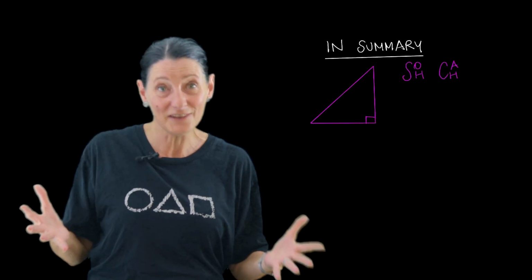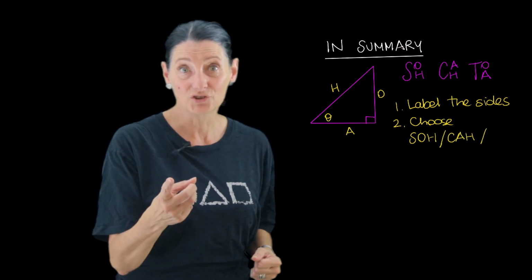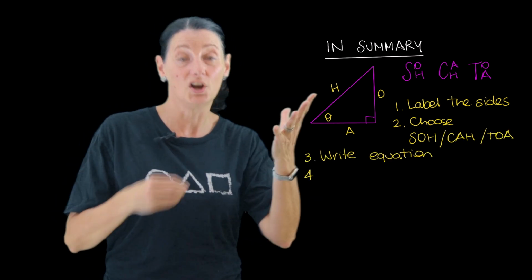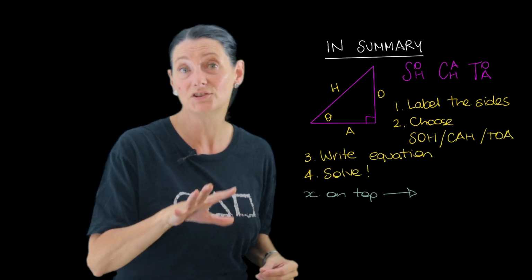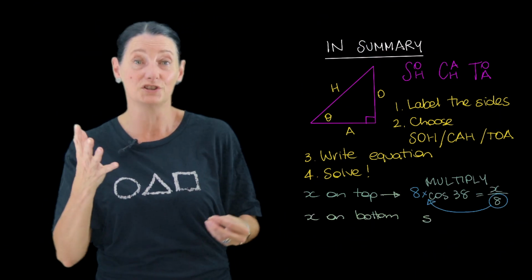That's it. All you need to do to solve unknowns in right angle triangles is step 1, label your triangle. Step 2, pick SOH, CAH or TOA, put it into the equation and then solve it. You either solve it from the numerator or the denominator.